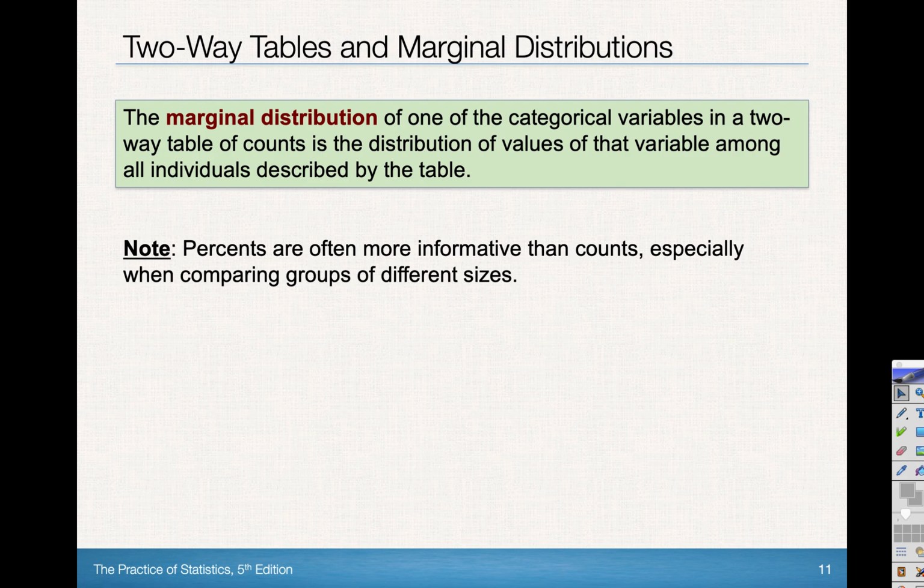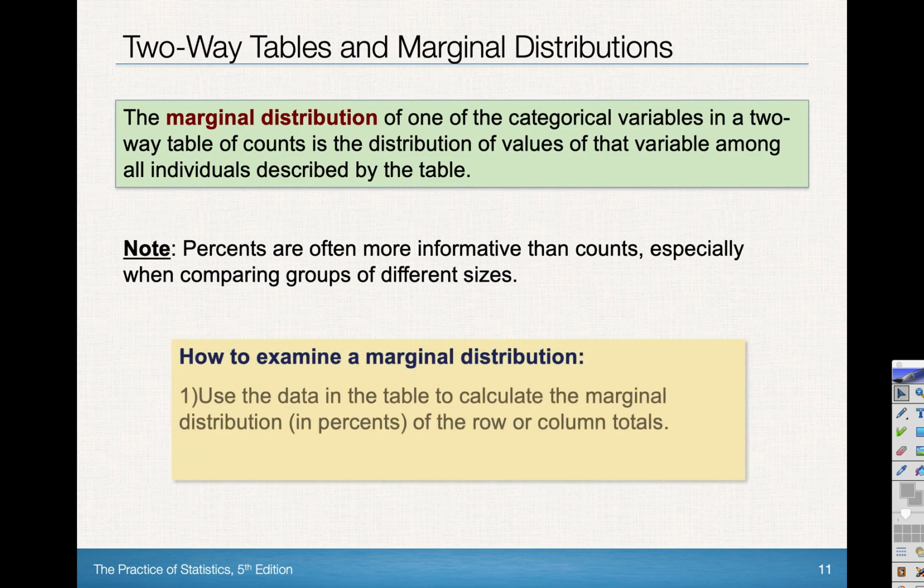Oftentimes, like I said before, percents are more informative than counts, especially when comparing groups of different sizes. So now that we're looking at two different categorical variables, we're looking at groups of different sizes. So instead of looking at counts, we want to look at percents. And marginal distributions can help us look at percents.